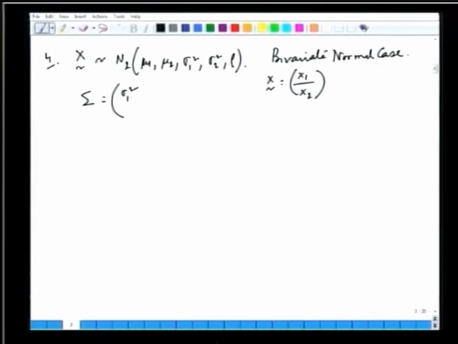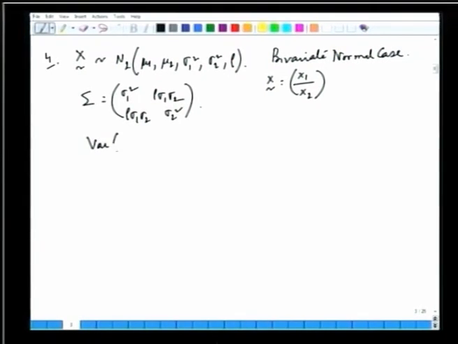For sigma 1 1 I have only the variance of x1. So, it is sigma 1 square according to my notation, then the covariance between x1 and x2, that is rho sigma 1 sigma 2, and then the remaining part is again a one dimensional case. So, I have sigma 2 square. So, this is the situation.